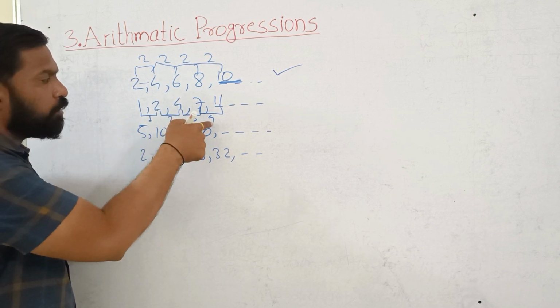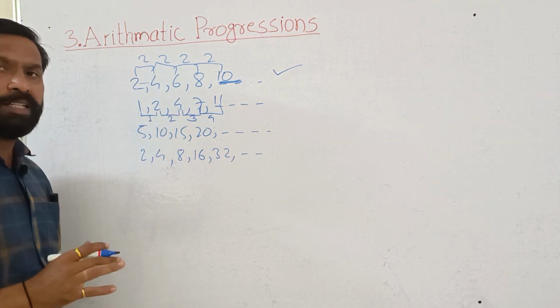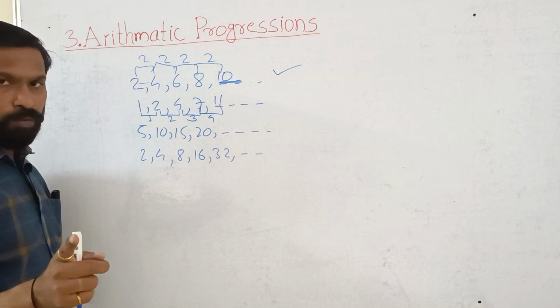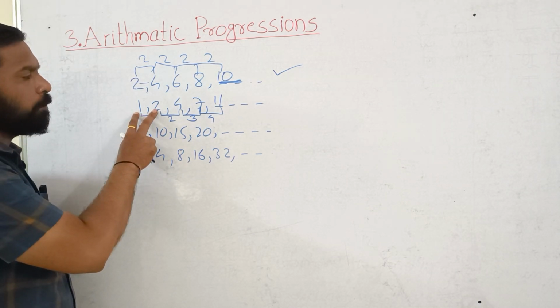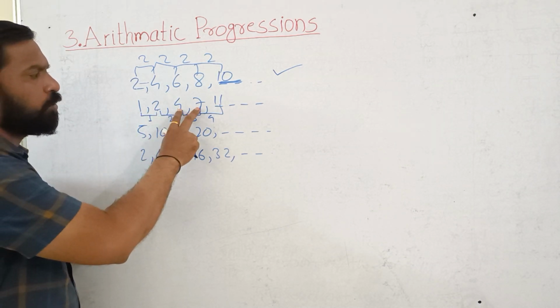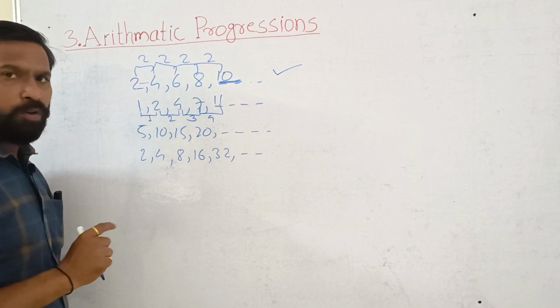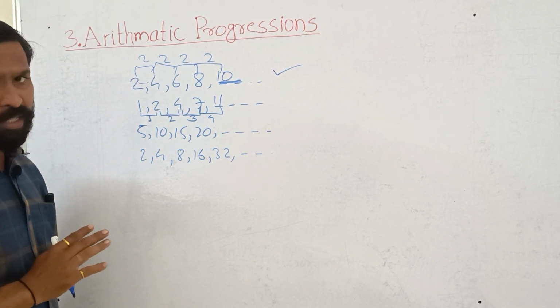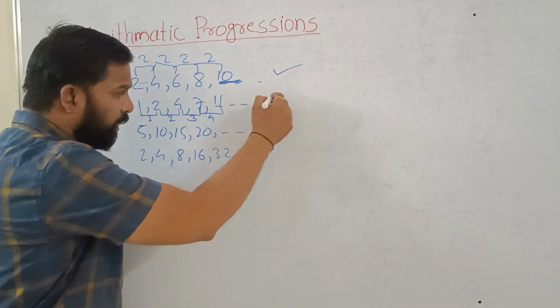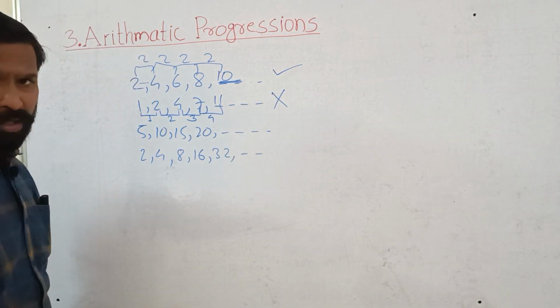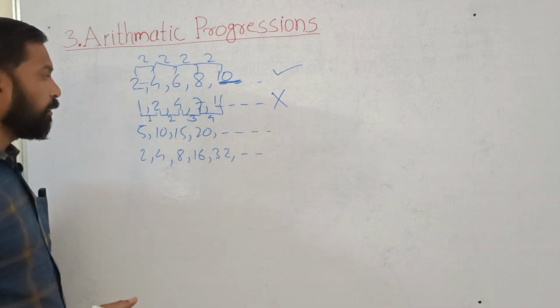Is the common difference between any two consecutive terms the same? No, it is not the same. Between the first two it is 1. Randomly if I choose these two, it is 3. Randomly if I choose this one, it is 2. The common difference is not the same. It is not an arithmetic progression. It is very easy to understand what is an arithmetic progression and what is not.